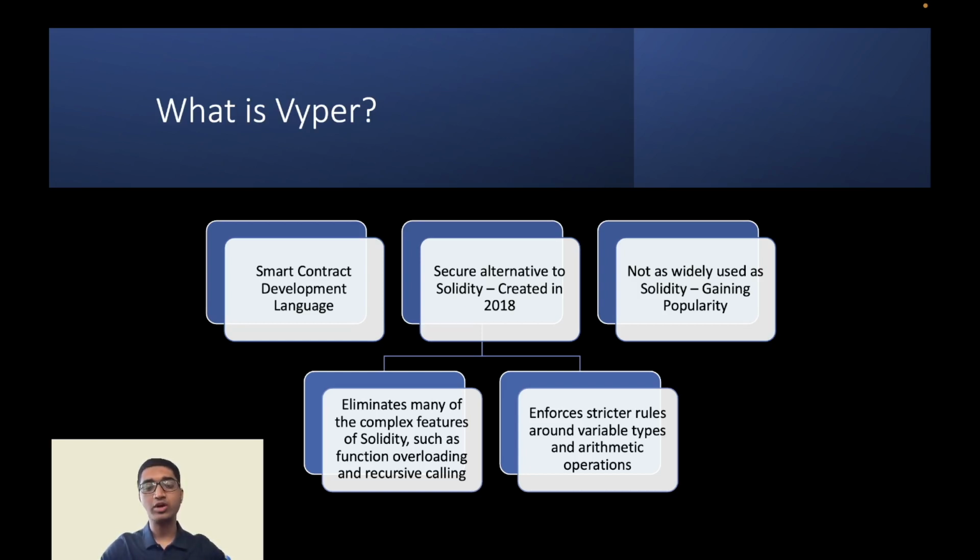So the reason we call it a more secure alternative to Solidity is because it eliminates many of the complex features of Solidity, such as function overloading and recursive calling. These are functions which are for more advanced use cases, but often if used incorrectly, they are the ones which end up creating loopholes and bugs that hackers can exploit to steal money from smart contracts.